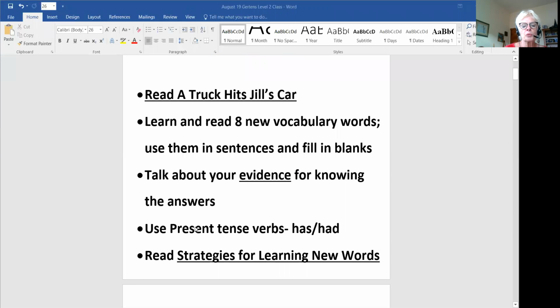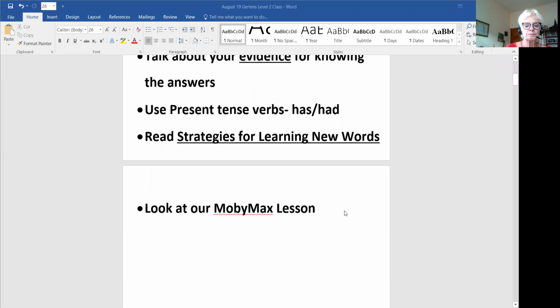We will talk about present tense verbs like has or had, and strategies for learning new words. So we're going to do all of those activities tonight. We didn't get through everything in our lesson, but I'll take us through what we did get done tonight. Okay.